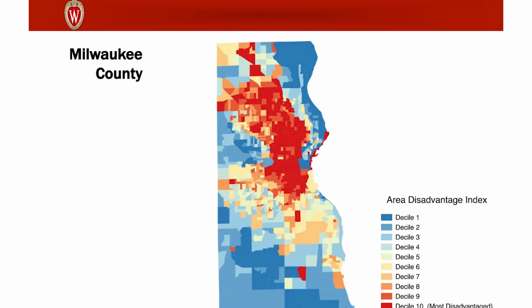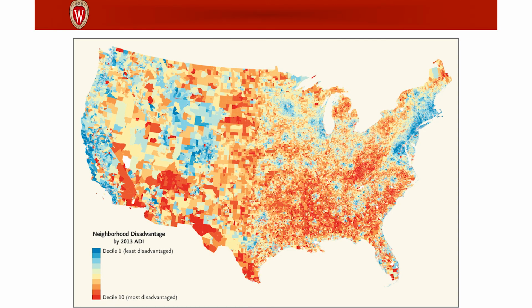So here's Milwaukee County. And if you've seen images of Milwaukee County by race, this looks pretty similar. Race is not involved in the ADI, so you can see this connection. Then you can actually analyze race and the ADI in the same model. This is what the map looks like for the nation, excluding Alaska and Hawaii, which don't like to fit on a nice screen like this.